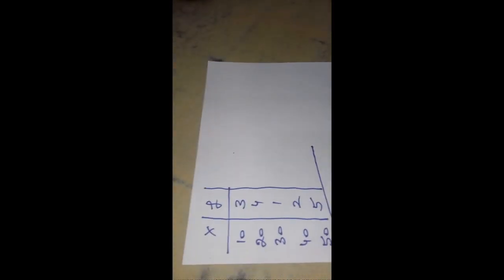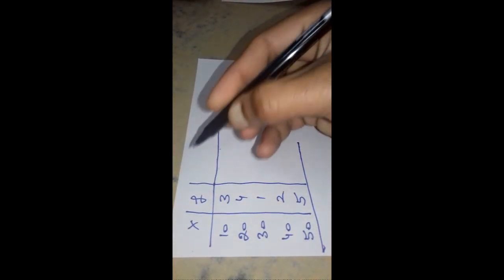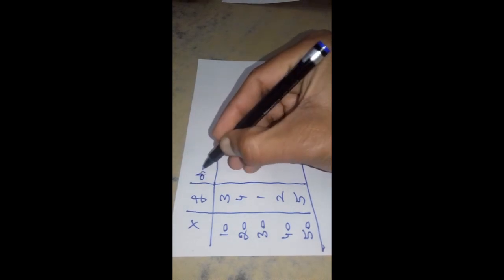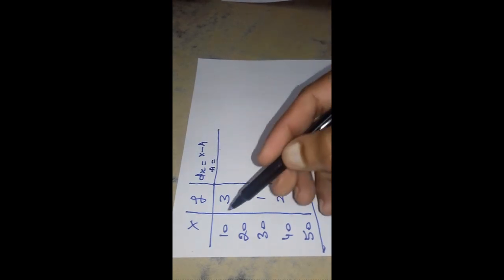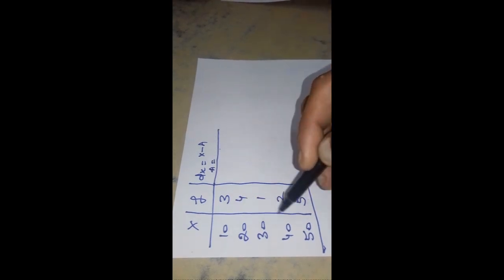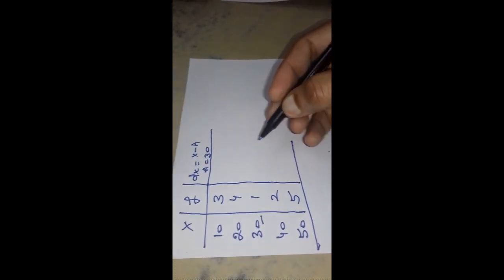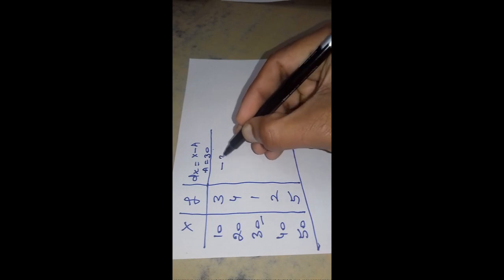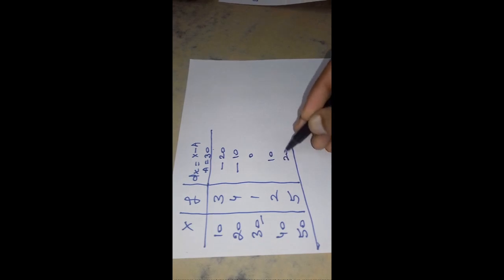Now let's take the deviation from the assumed mean, that is dx equals x minus a, or assumed mean. You can take any value; I'm taking 30. For example, a is equal to 30. So 10 minus 30 is minus 20, then minus 10, 0, 10 and 20.